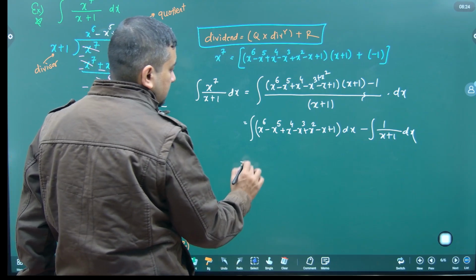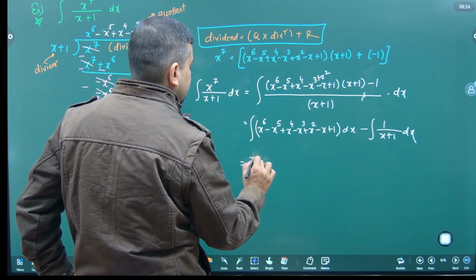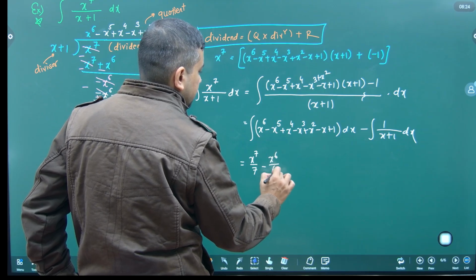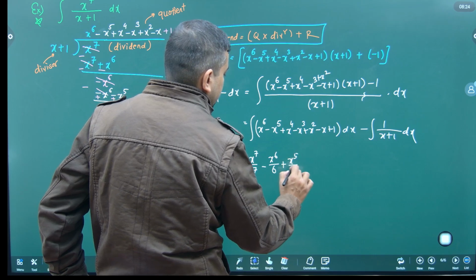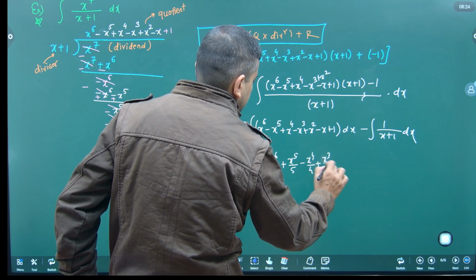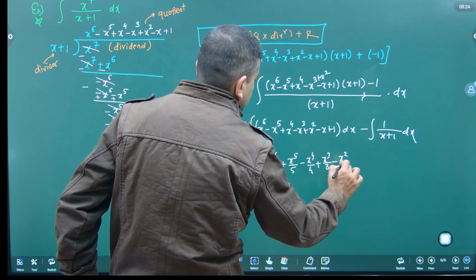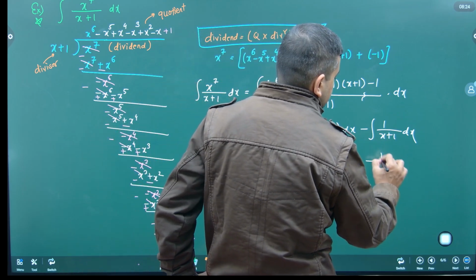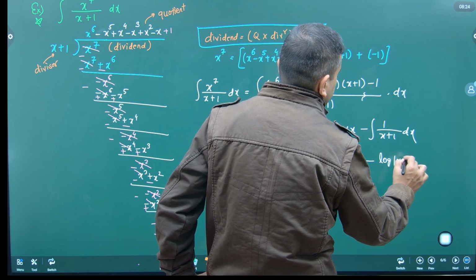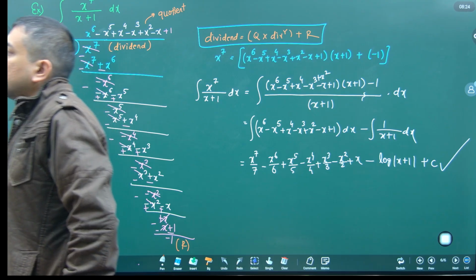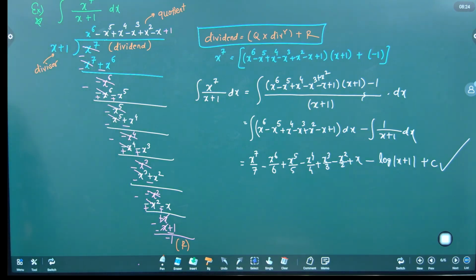So, what is the integral of this? x to the power 6, what will be the integral? x to the power 7 by 7, minus x to the power 6 by 6, plus x to the power 5 by 5, minus x to the power 4 by 4, plus x cube by 3, minus x square by 2, plus x, minus, what is the integral of this? It will be log of x plus 1, plus c. This is your answer. So, this is clear and very important.